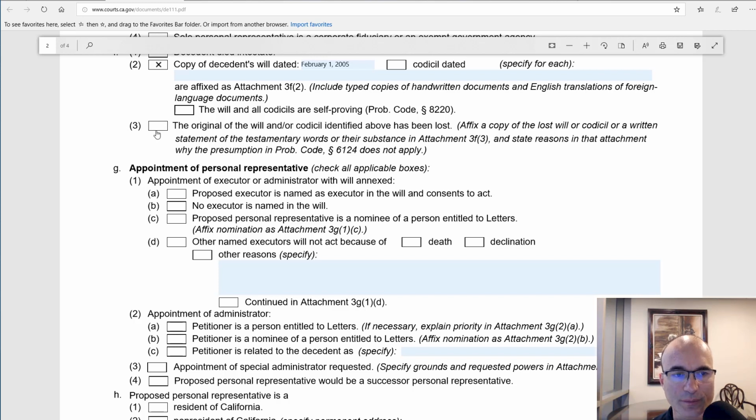So you want to try and get rid of that. Hopefully you don't have a lost will, but if you do, you need to check this box and you need to put an attachment explaining what happened to the will and why the lost will presumption should not apply to you.